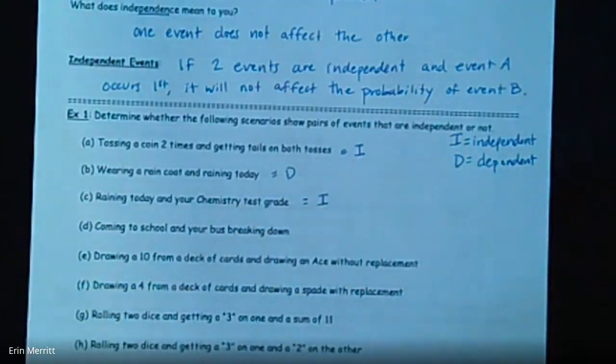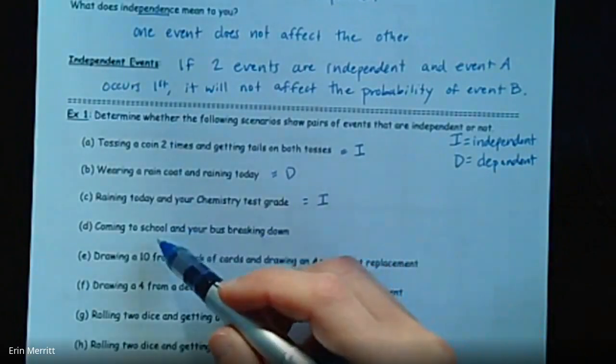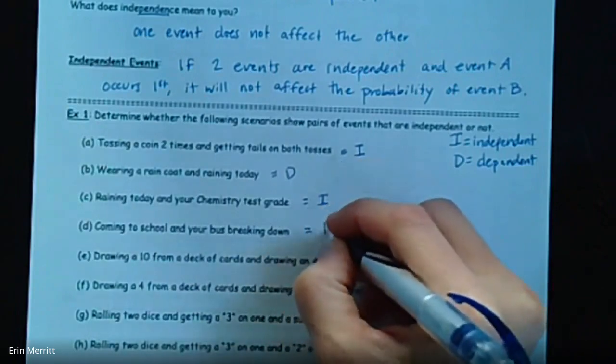You could blame it on the rain if you want to try. Coming to school and your bus breaking down: right now we're all at home, so this one's kind of a moot point, but typically if your bus breaks down, that might stop you from being able to come to school. So I would say typically those are dependent. Sometimes people argue that one.